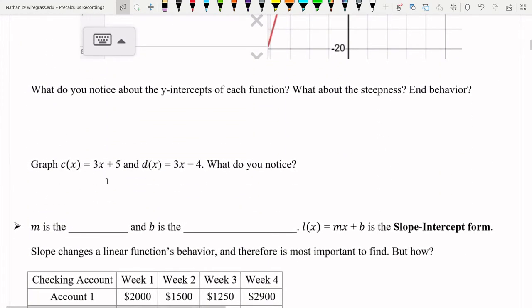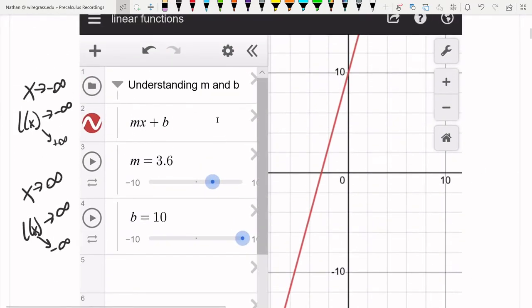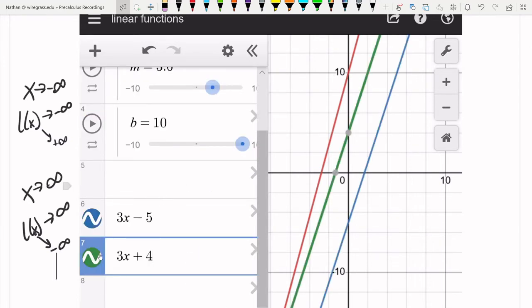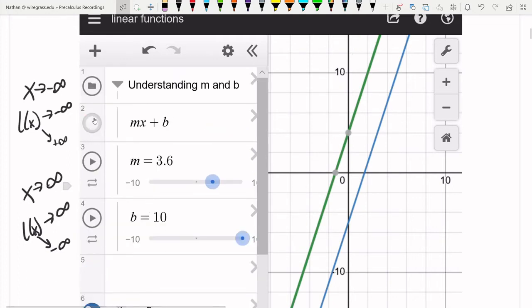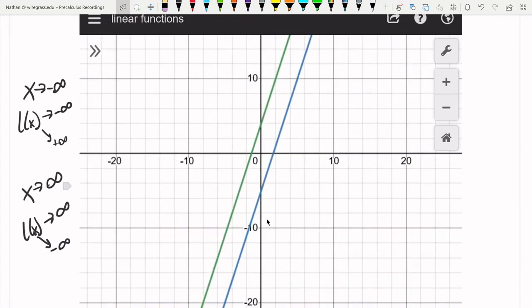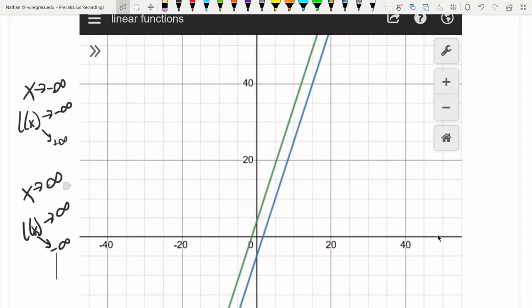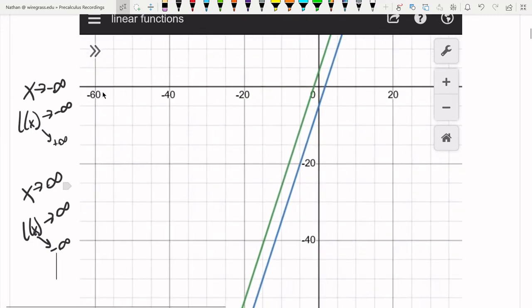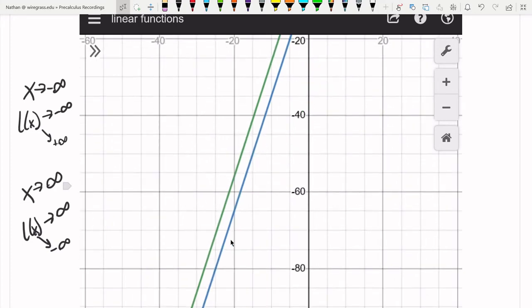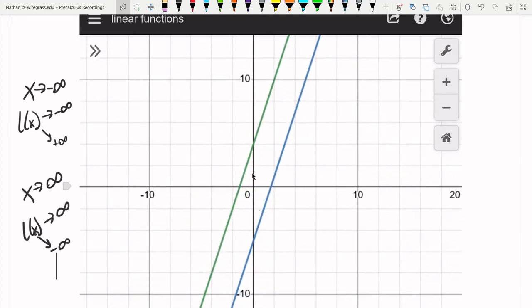Okay, if we graph two of these functions, 3x plus 5 and 3x minus 4, then let's go ahead and do that. So you can see here I have graphed 3x minus 5 and 3x plus 4. I'm just going to turn off the previous one. The only change between these two things is how high they are. They're still going the same direction. The end behavior is still the same. As x goes positive, the functions go upward, so they go to positive infinity. As x goes negative, the function goes downward, so they go to negative infinity. The only difference is where they intersect the y-axis.